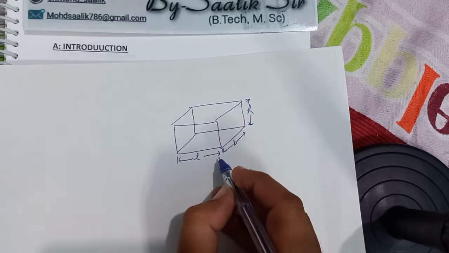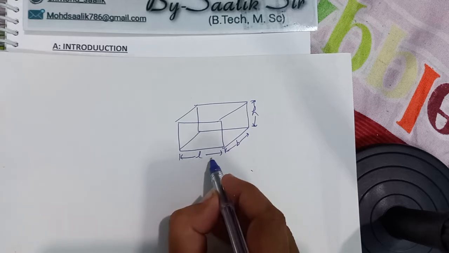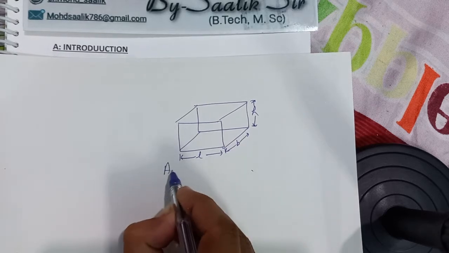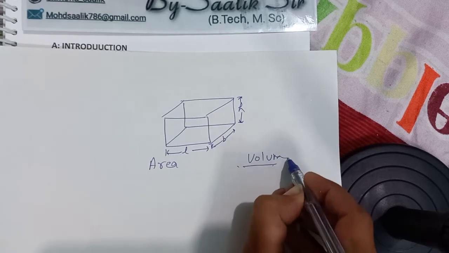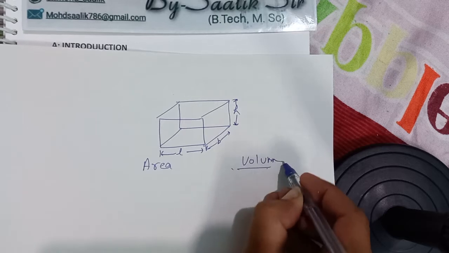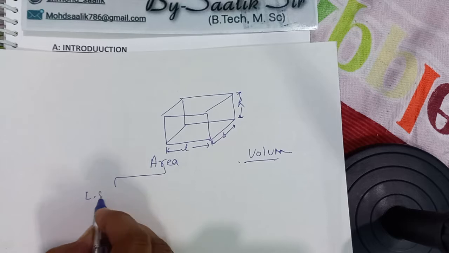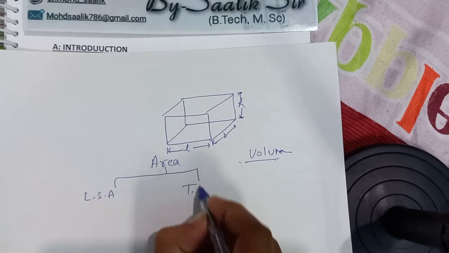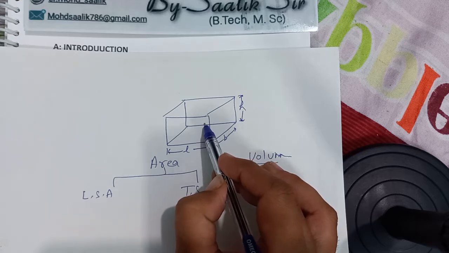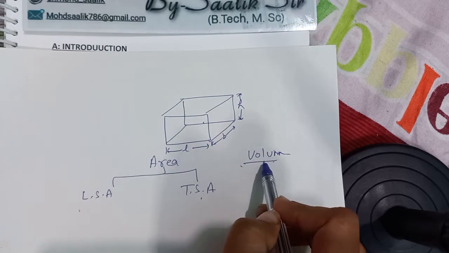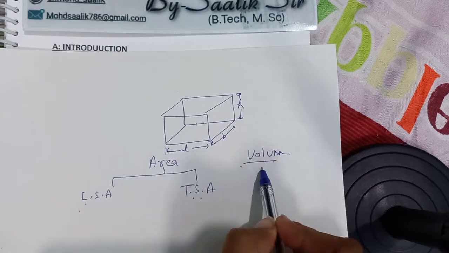There are two things we use in our syllabus and exercises: first, area, and second, volume. This is rough work, don't write it, it's just for explanation. Area is of two types: lateral surface area and total surface area. So for each figure I have to learn three formulae: LSA, TSA, and volume.